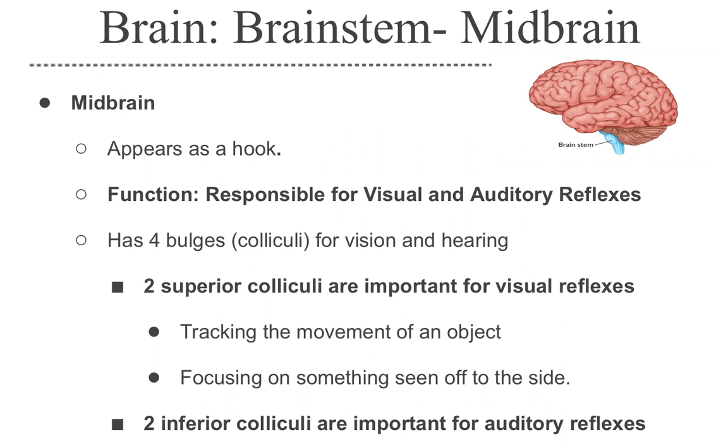The 2 inferior colliculi are important for auditory reflexes. So when you hear a sound to one side of you and you turn your head toward where that is coming from, or when you jump from a loud noise, again, that would be those 2 inferior colliculi.